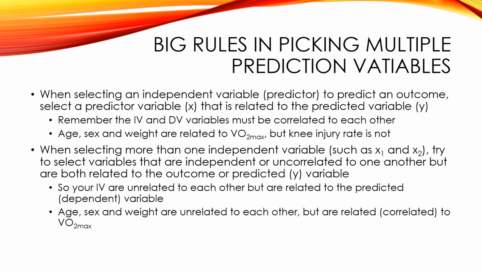The big rules in prediction I just kind of mentioned: the variables you're using to predict can't be correlated to each other. If they're unrelated, they will be better predictors.